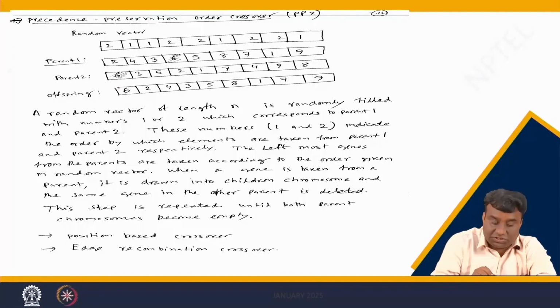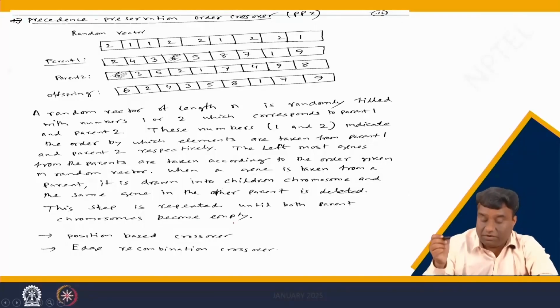The leftmost genes from the parents are taken according to the order given in the random vector, that is the 2 1 2 vector. When a gene is taken from a parent, it is drawn into the child chromosome and the same gene in the other parent is deleted. This step is repeated until both parent chromosomes become empty.